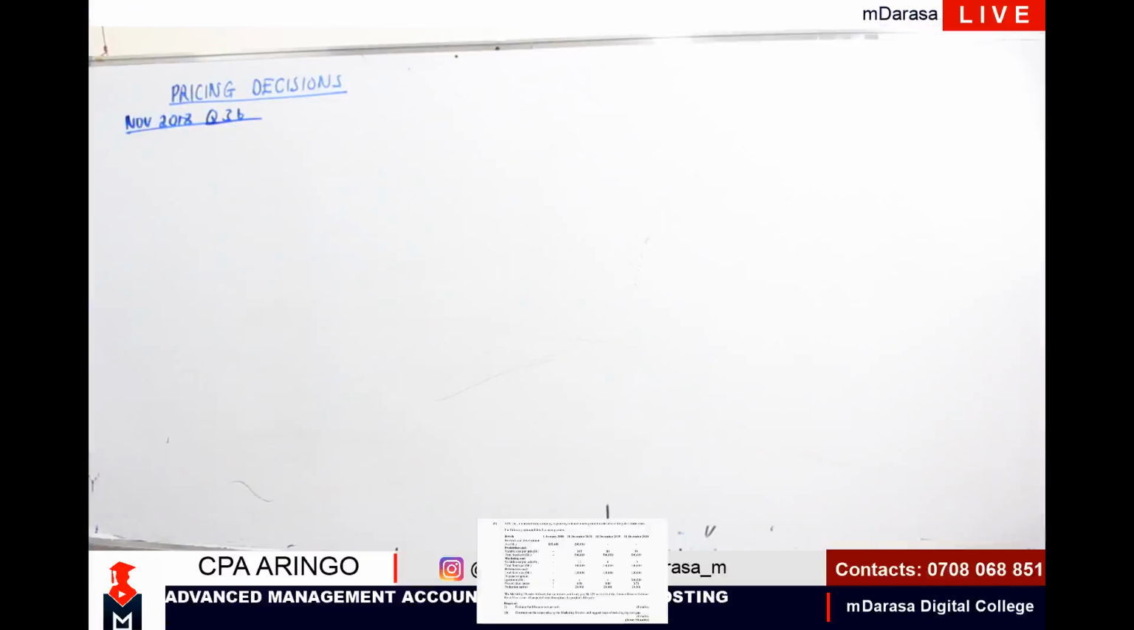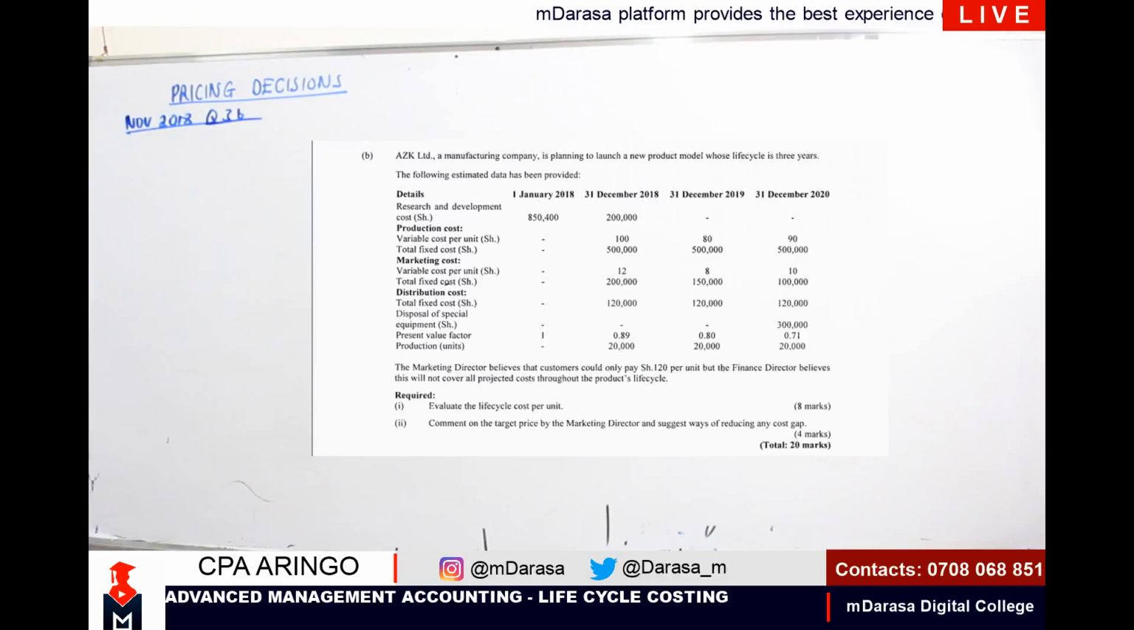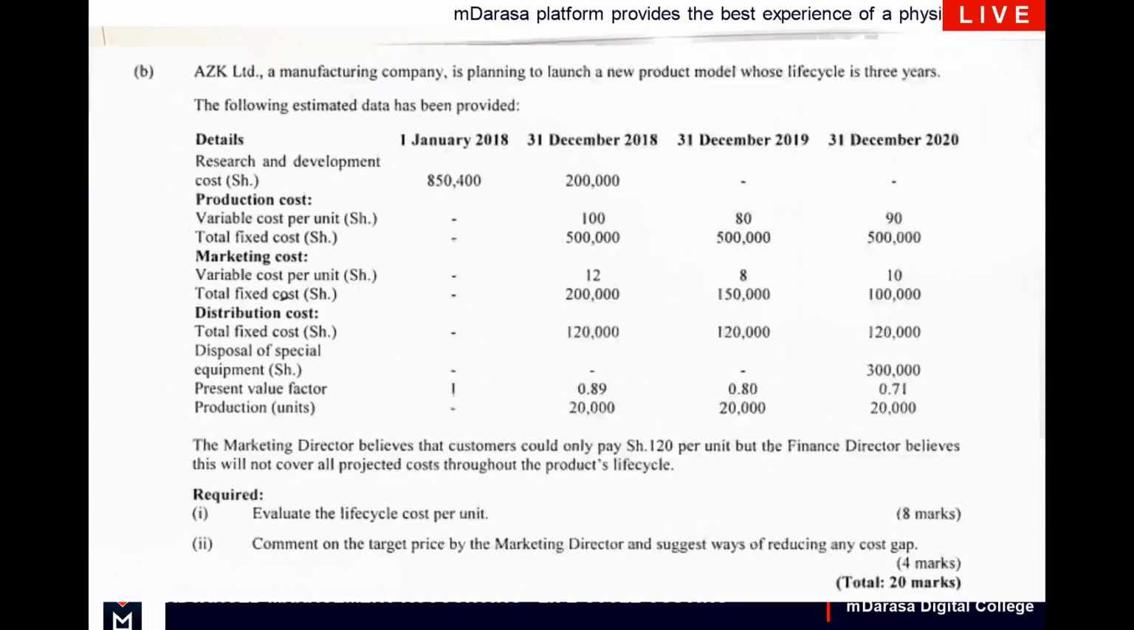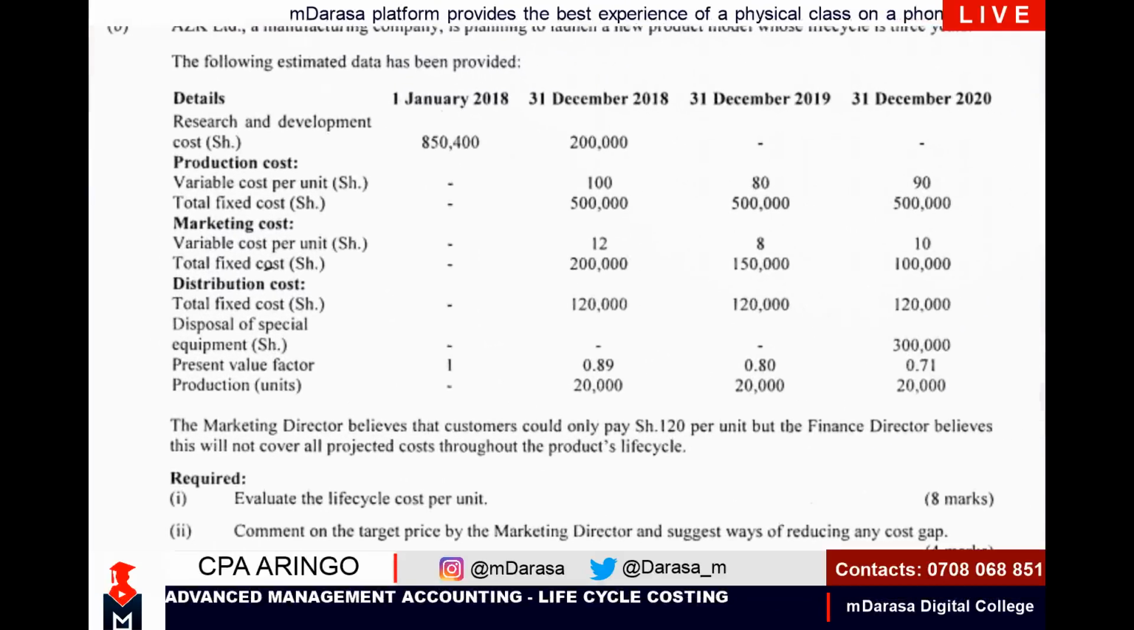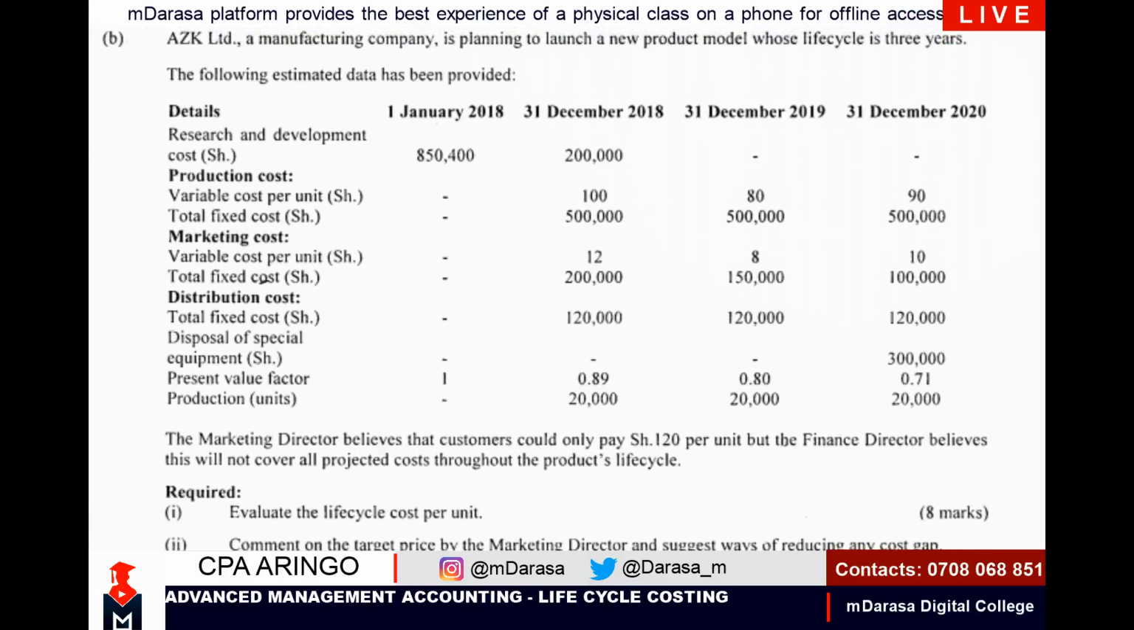November 2018, question 4B, not 3B. Question 4B. So this is our question, my good student. November 2018, question 4, part B.